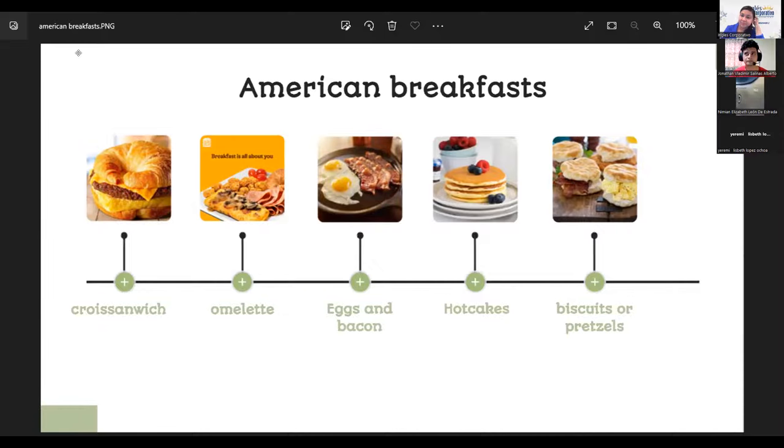A biscuit is a bread, salty. I don't remember how to say it, but it's pretzel, or pretzel, as they say. And only this. And what do they drink? Sorry? What do they drink? Always coffee. Generally, they drink coffee.